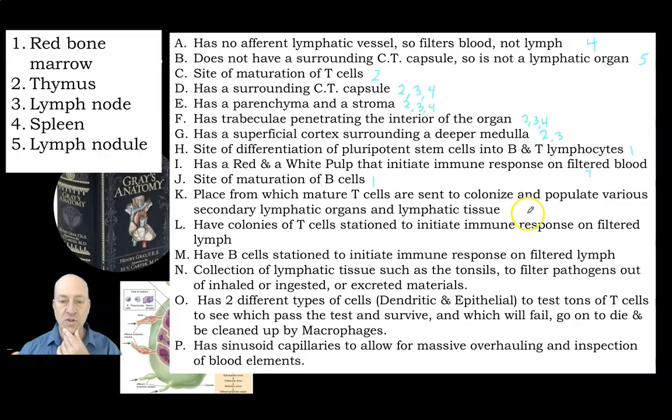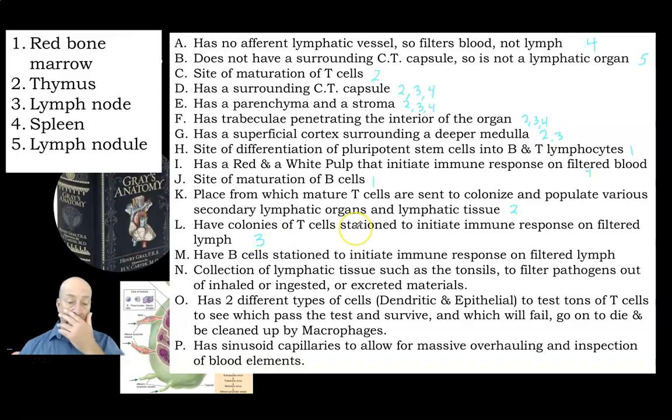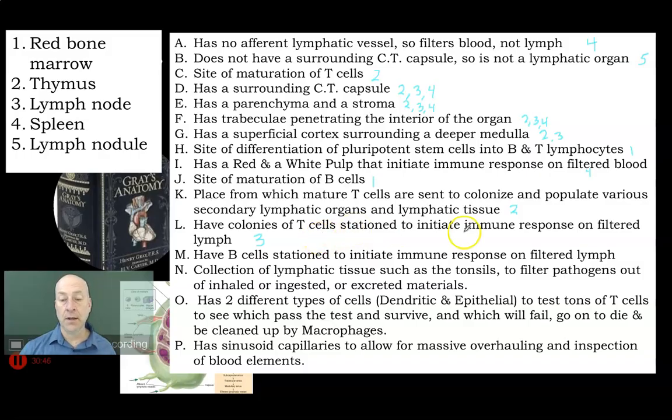K, place from which mature T cells are sent. They're sent from the thymus to colonize the secondary organs, lymph node and spleen. Have colonies of T cells stationed to initiate immune response on filtered lymph. That's going to be the lymph nodes. Okay, on filtered lymph. Why did I not put spleen? Because it's filtered lymph here. The spleen doesn't filter lymph. It filters blood. Does have T cells stationed, but they're stationed to filter blood.